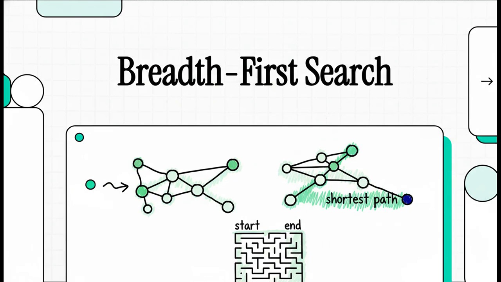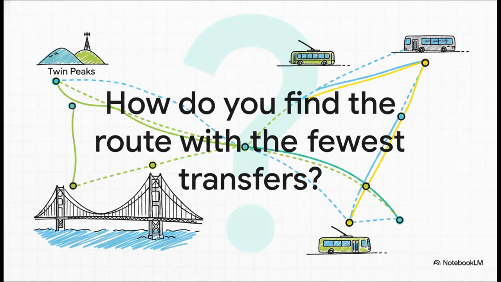Welcome! Today, we're going to break down an incredibly cool and really powerful algorithm for finding the shortest path between 2 points. It's called breadth-first search, and to get our heads around it, we're going to start with a simple, everyday kind of puzzle. So, picture this.